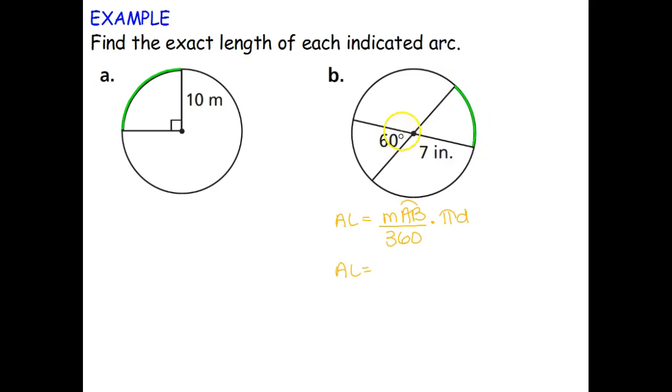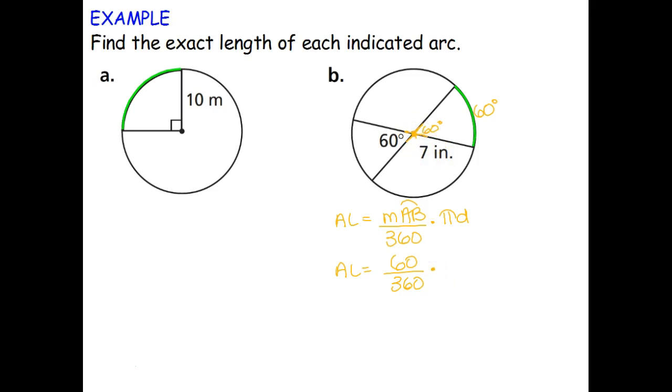So remember, this is 60 degrees here. This is a vertical angle with this angle right here, which means that this angle is also 60 degrees. And if this is a central angle, which has its vertex at the center, then that means that this is equal to this arc out here, which is also 60 degrees. So we can put 60 over 360 times.